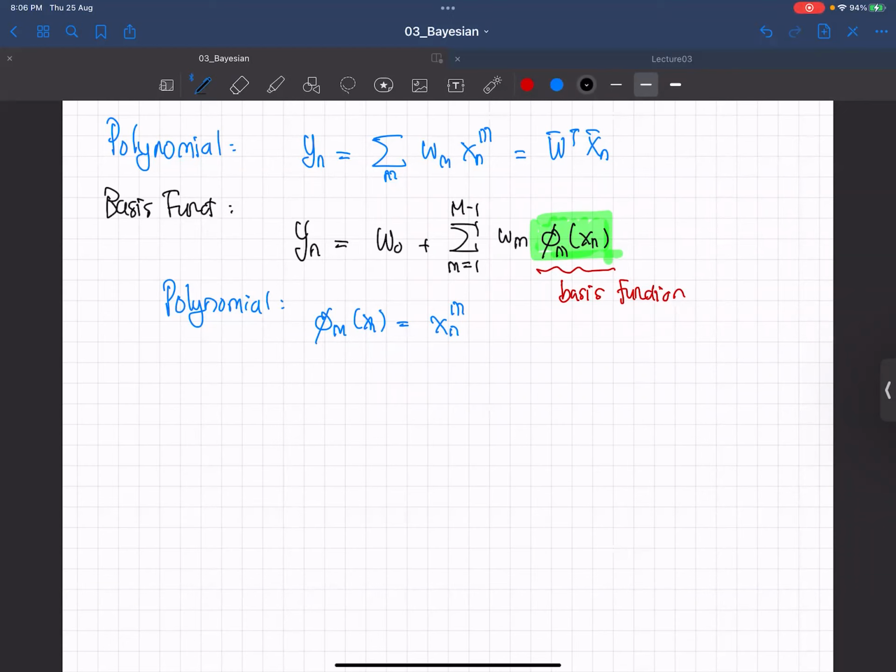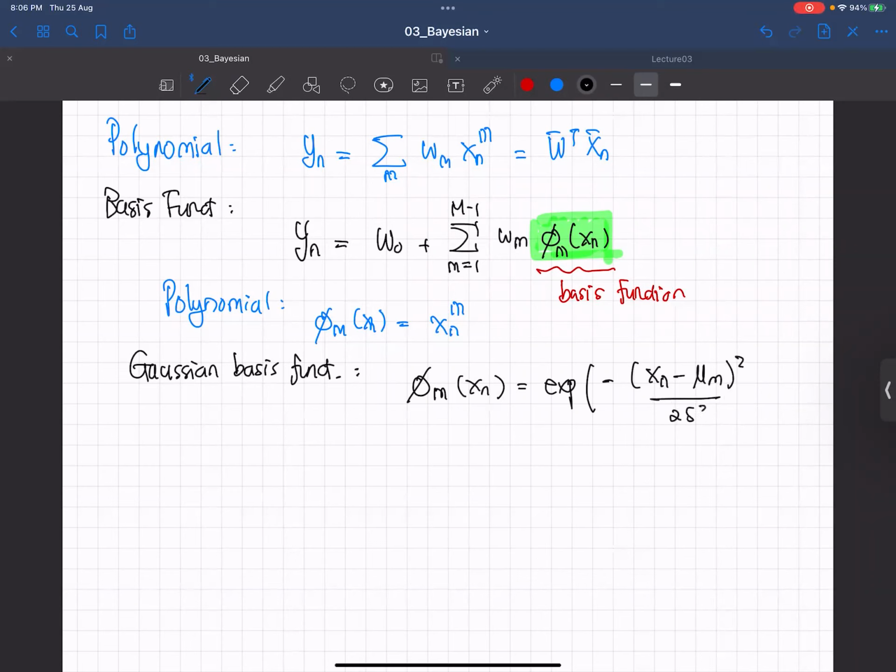And what we use to make it flexible is not the polynomial function, of course, but one of them, the Gaussian basis function. If you use the Gaussian basis function, then the definition of phi m of xn equals the exponential function of minus xn minus mu m squared divided by 2s squared. So there are hyperparameters: mu m and s squared. Any questions here? I can use many other basis functions, but for now, let's learn about the Gaussian basis function first.